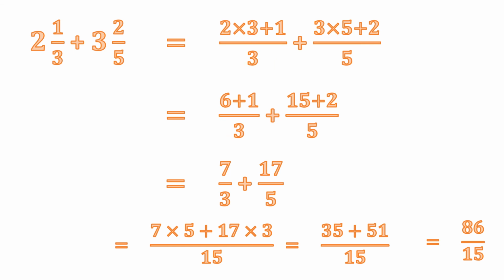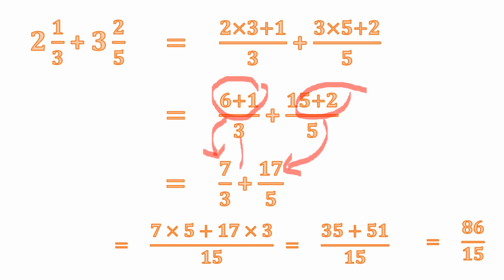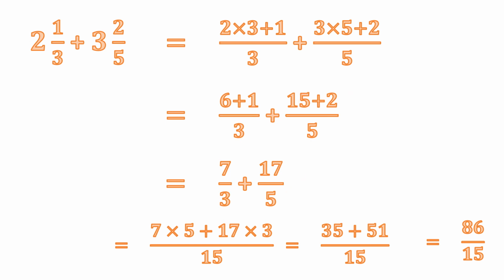After that, 6 plus 1, 7, 15 plus 2, 17, by 3, by 5 remains the same, right? Now you can see that we have got two regular fractions. What type of fraction? Improper fraction, right? So you'll follow the same steps that we followed in the previous questions. How do we do it? First take the LCM of 3 and 5. What is the LCM of 3 and 5?